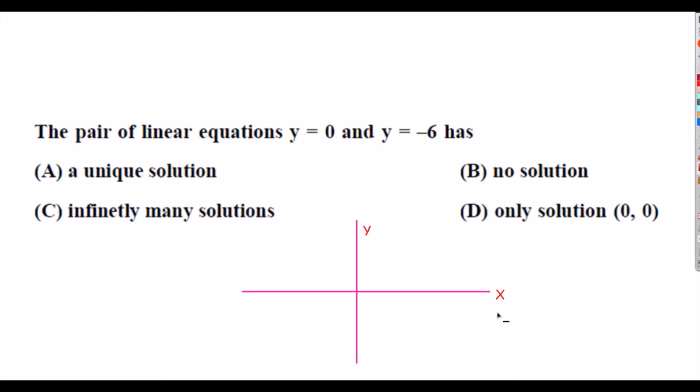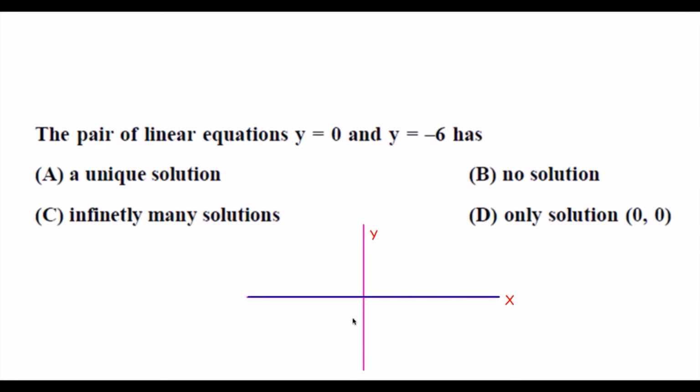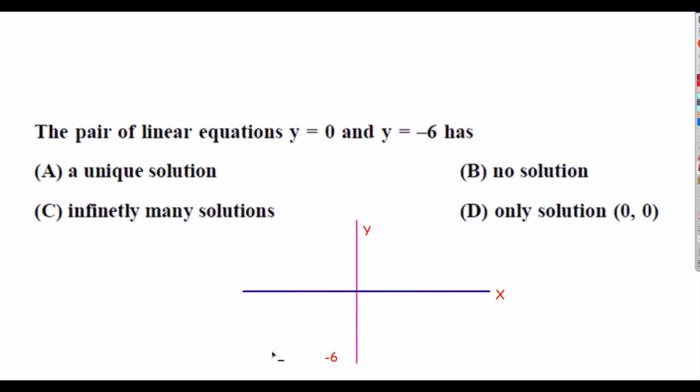Here is your x and y axis. y is equal to 0 means a line passing through the origin, which of course is the x-axis. Then what about y is equal to negative 6? It will be a line passing through negative 6, parallel to the x-axis. That means you will get a parallel line, so the answer is no solution.